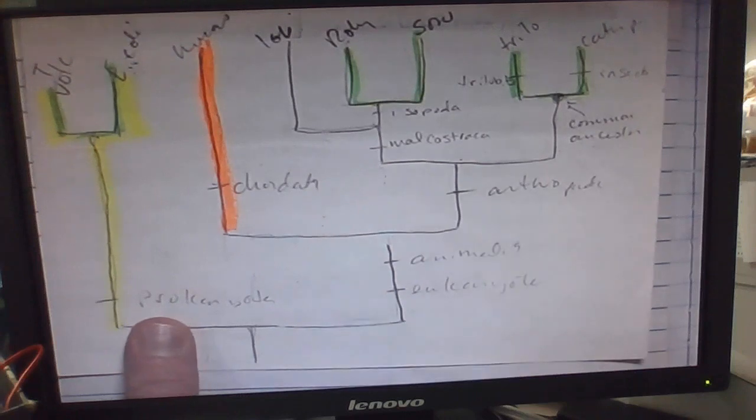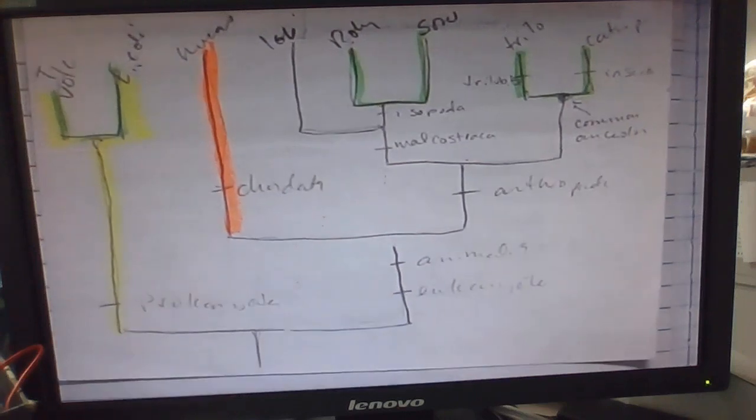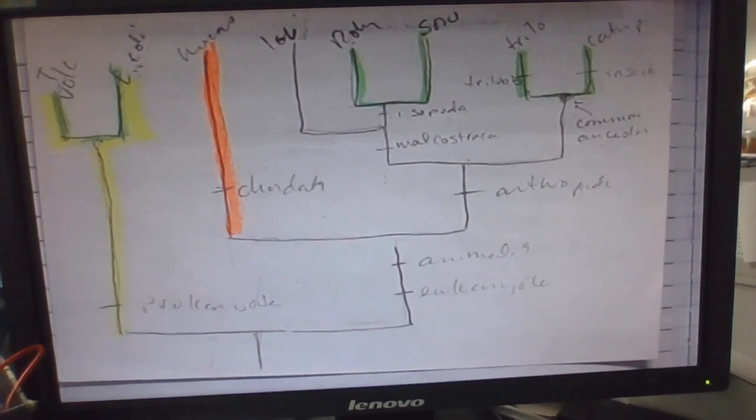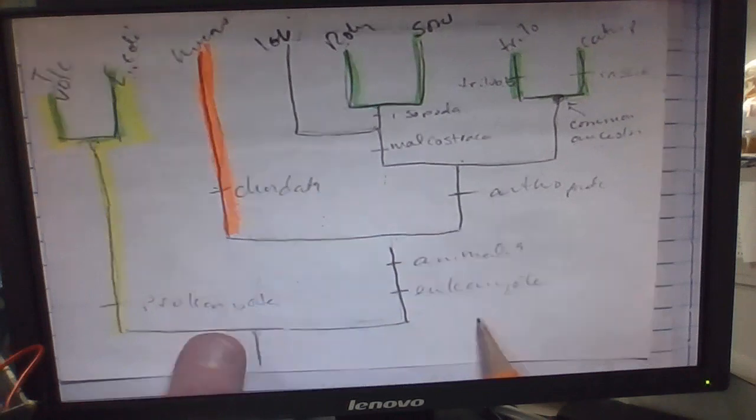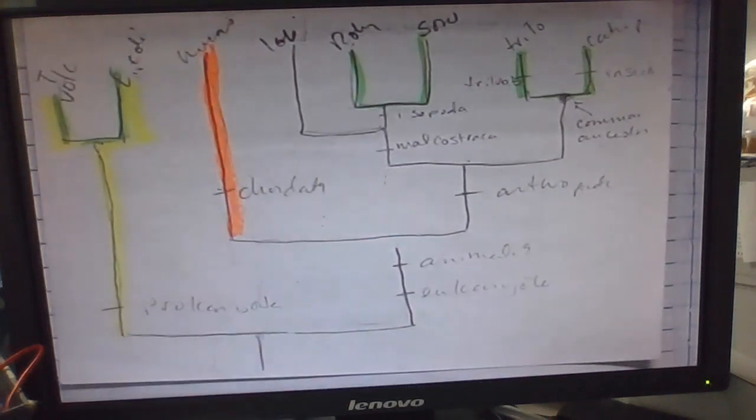Not having a nucleus versus having a nucleus. Do you know which one means that they do have a nucleus? You do. Eukaryotes do have a nucleus. Pro, no nucleus. And that's a simplification. But eukaryotes do have a nucleus, prokaryotes don't.